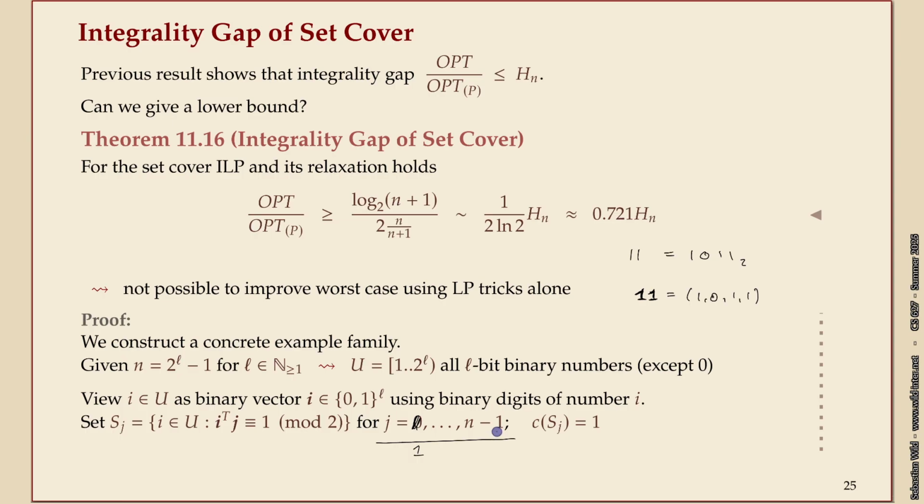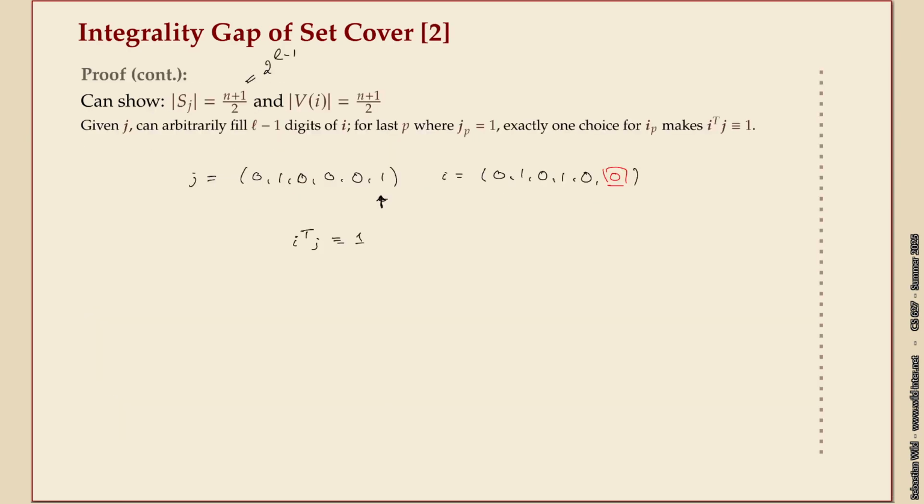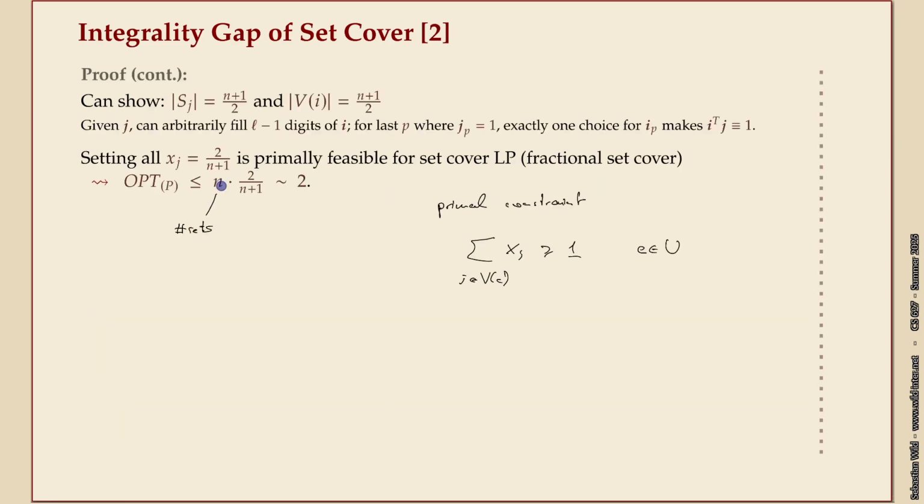I confused myself here with the indices. This should be from 1 to n. It should be symmetric with the universe. But there's n of them. So we have n times the cost times the variable. And that's roughly 2 plus minus.